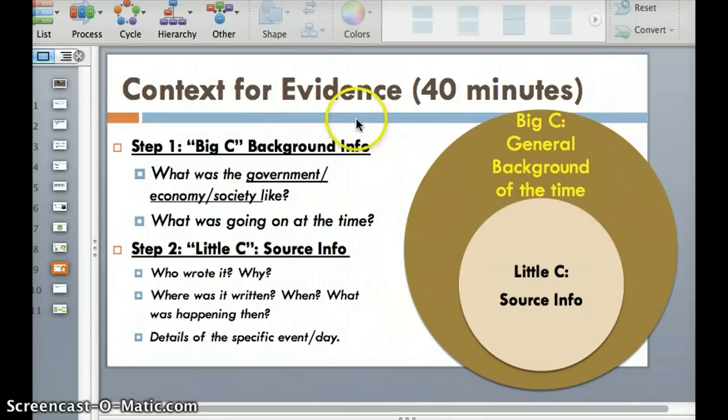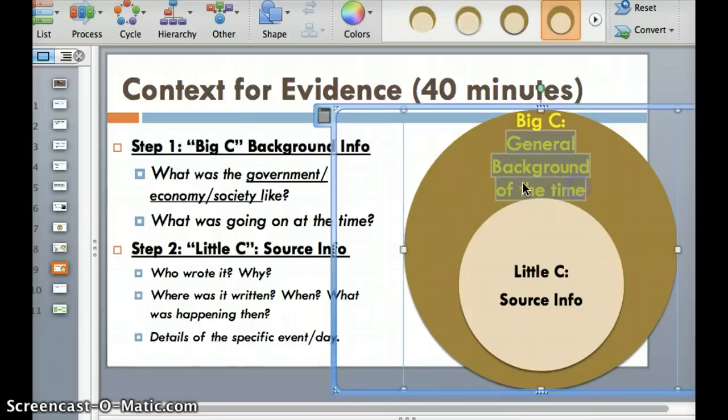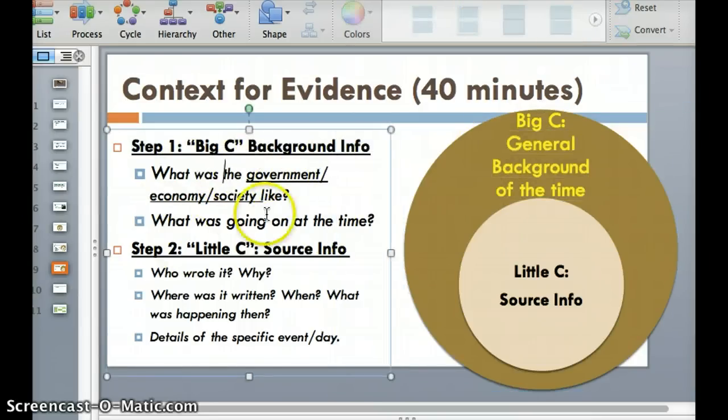Hi students, in this video I'm going to quickly teach you how to write context for your evidence. There's two big parts. First, there's step one, which is big C. This relates to the general background. What was happening at the time, who was the leader, how did he rule.